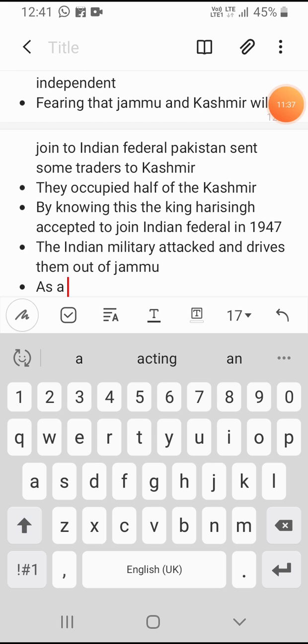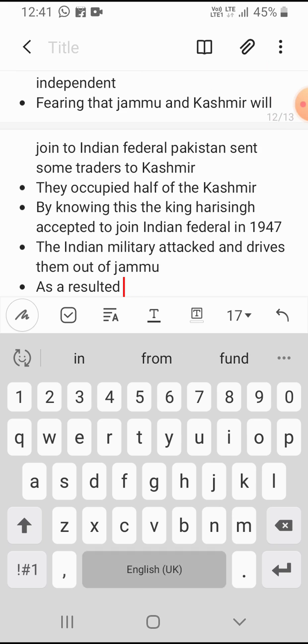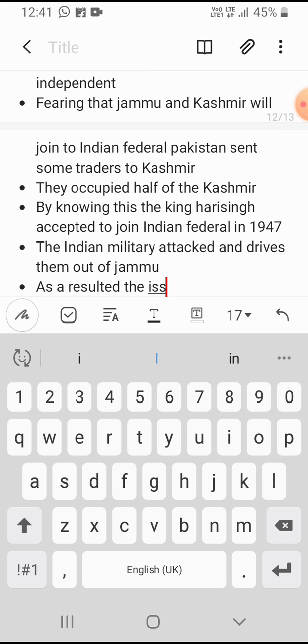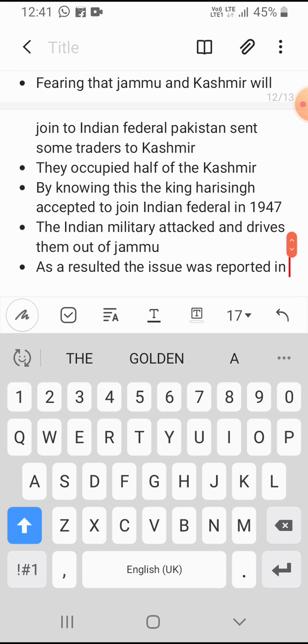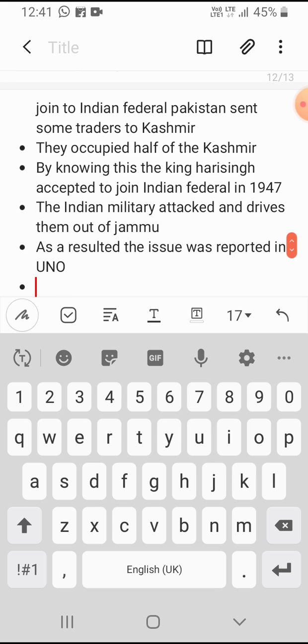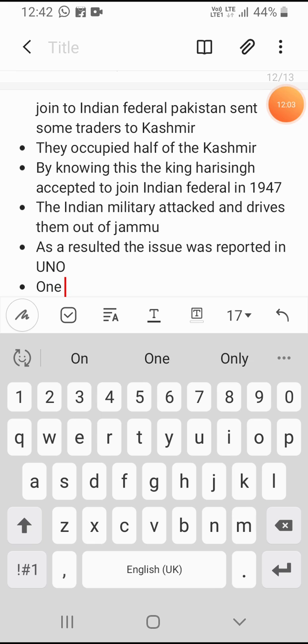As a result, the issue was reported in the UNO, because they attacked Kashmir, they came as traders and took Kashmir. So India reported that they have done a mistake. One part of Kashmir is left to Pakistan.